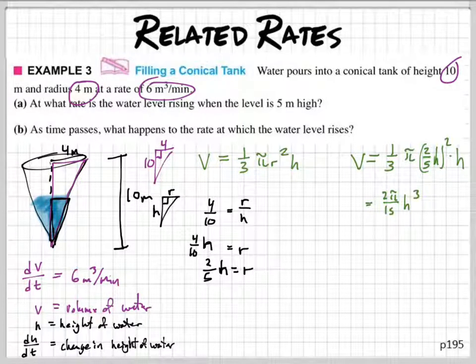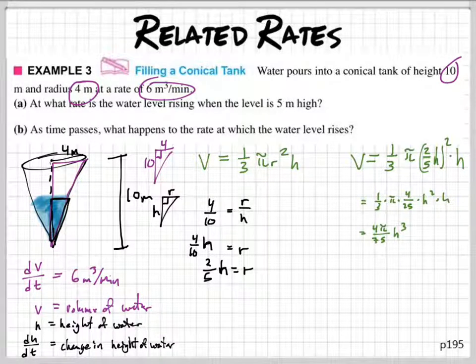Wait, Mr. Patey, can you find h the same way you found the radius then? What happened? I didn't square it right there. The book doesn't use fractions, though, does it? You're right, the book doesn't use fractions, but I like using fractions. So we have 1/3 times pi, and this would be 4 over 25 times h squared times h. So when I simplify this, it's going to be 4 pi over 75 h to the third.